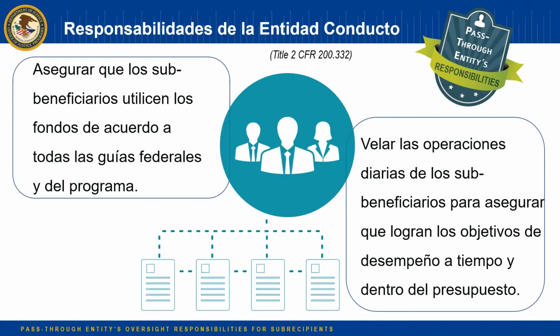The pass-through entity is responsible for, and I have it on here, the oversight for the day-to-day operations down at the subrecipient's level, but I am not suggesting that the pass-through entity must set up a desk down at the subrecipient's level. I'm saying that you're responsible for the day-to-day activities because anything that goes sideways or awry down at the subrecipient level, as the pass-through entity, it is your responsibility to bring them back in line with the grant program or get them back on track.